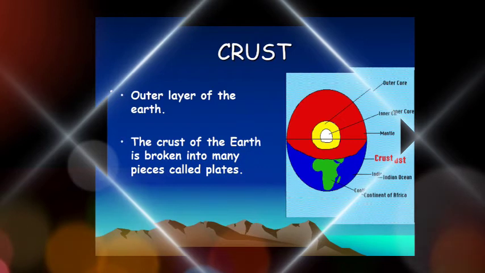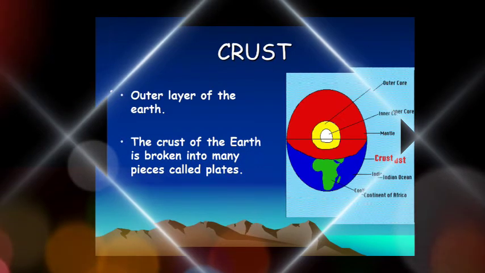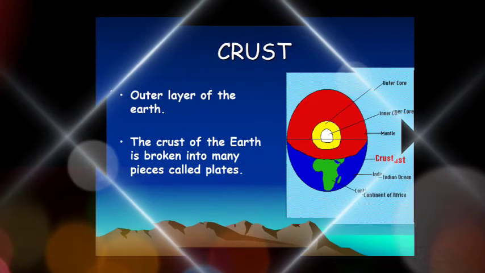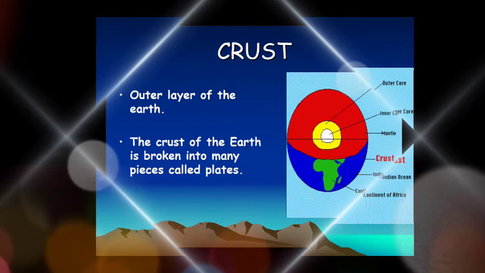Crust is the outer layer of the Earth. Crust of the Earth is broken into many pieces called plates. Plates can be differentiated into two plates or crust. Later on, we will discuss them. But in the representation in a hard-boiled egg, crust is represented as the shell of the egg.